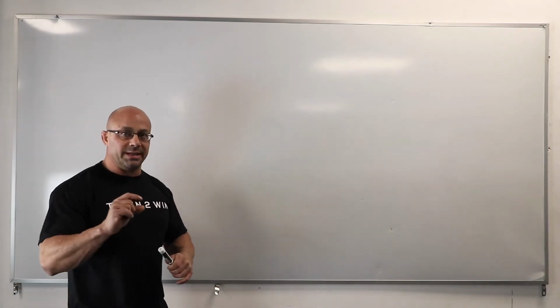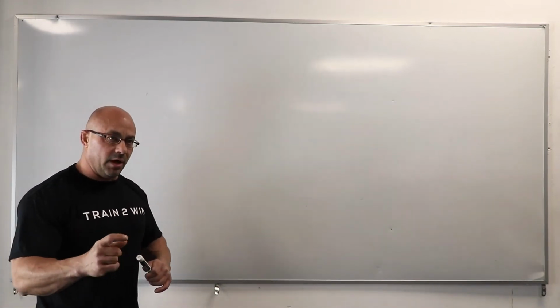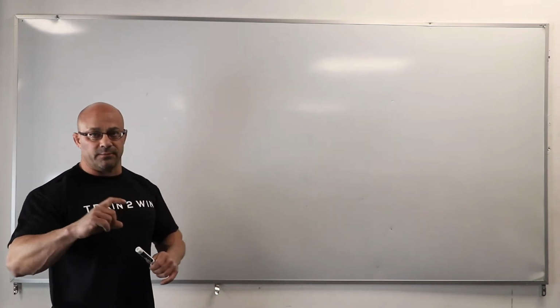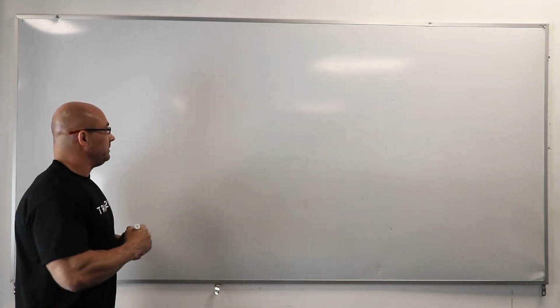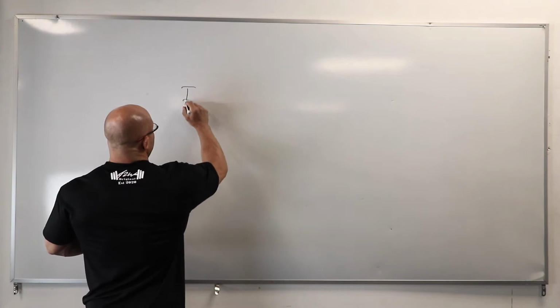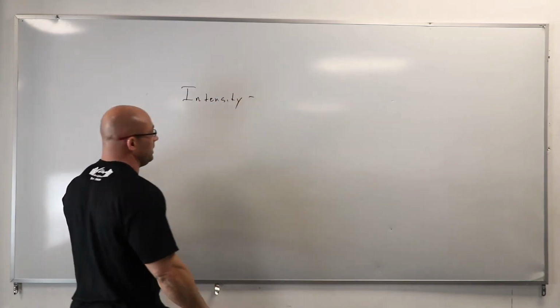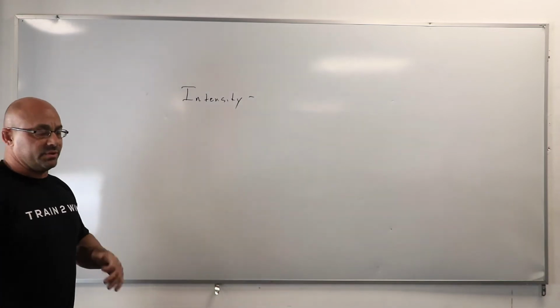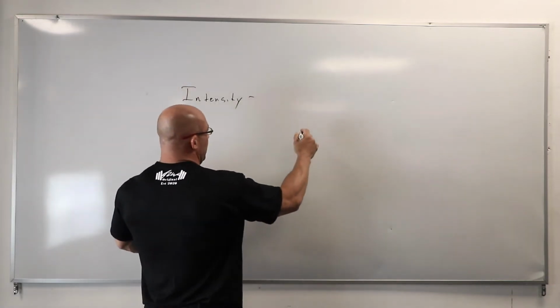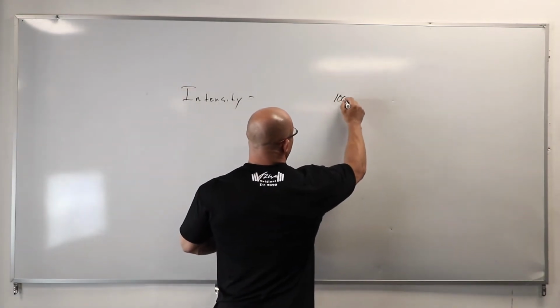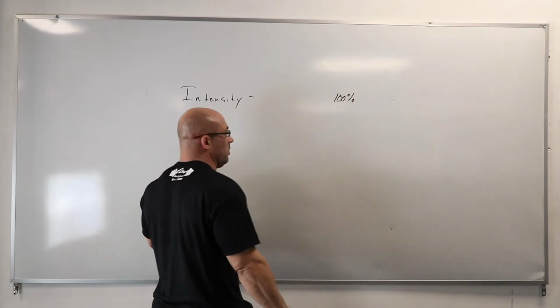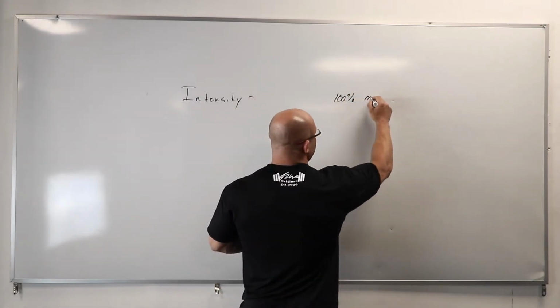I'm going to go over intensity today, what that involves, and how we can use it to fluctuate in our periodization. So, of course, intensity. What is intensity? Intensity is a measurement of perceived exertion of, say, a 100% effort, or what we would call just a max.